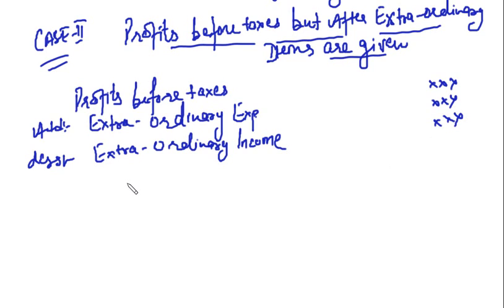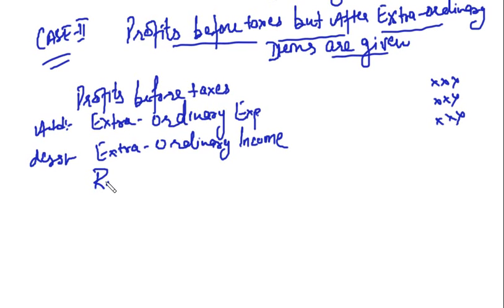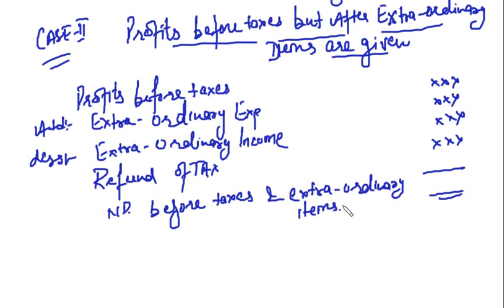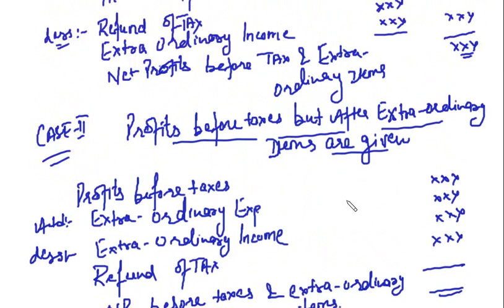So, anything else? We will subtract refund of tax. This you must remember, refund of tax, okay? So what you will get is net profits before taxes and extraordinary items. Clear? I hope these two cases are very clear to you.